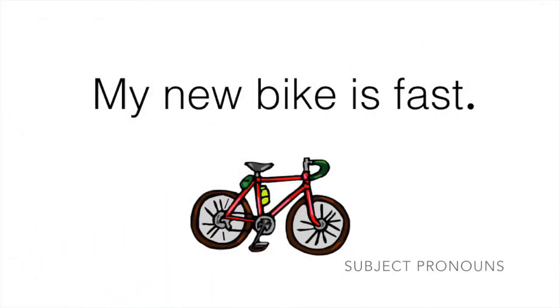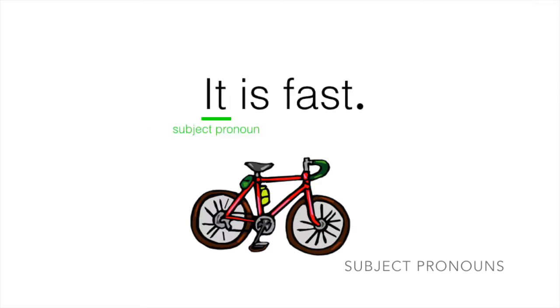In another example, my new bike is fast. We can replace the complete subject, my new bike, with the pronoun it, without changing the meaning of the sentence. So my new bike is fast becomes it is fast.